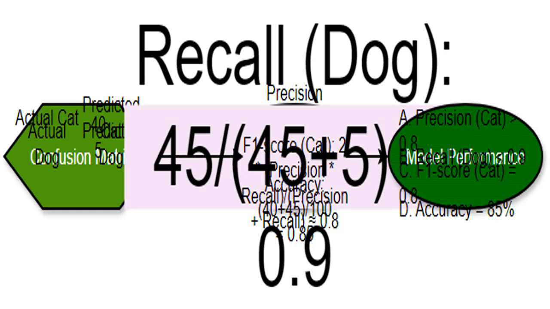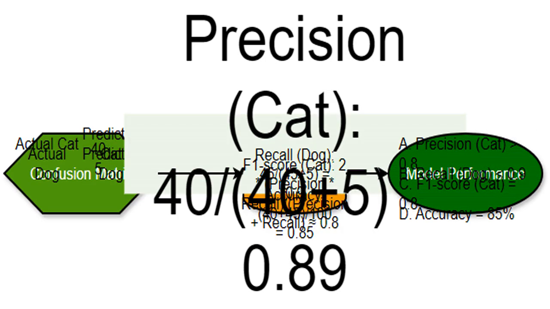I compute the overall accuracy of the model. I add the number of correctly predicted cats, 40, and dogs, 45, then divide by the total number of images, 100. I get an accuracy of 0.85 or 85%. Nice and simple. I calculate the F1 score for the cat class. This combines precision and recall. The formula is 2 times precision multiplied by recall, divided by precision plus recall. I use the previously calculated precision and recall for cats to get the F1 score.